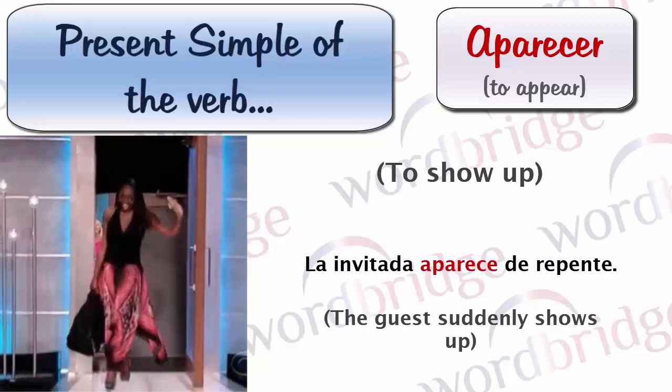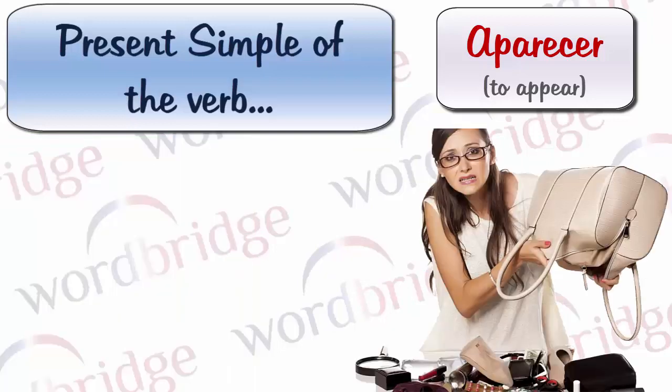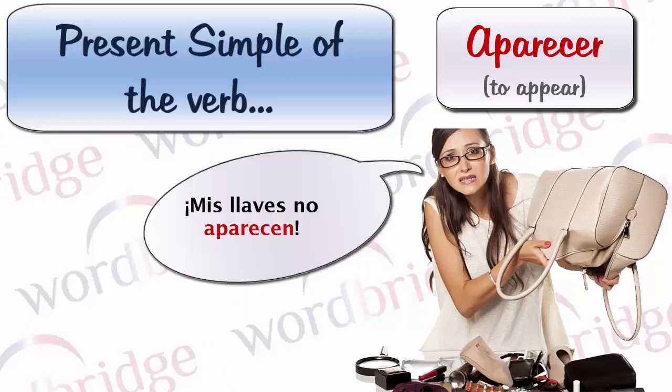This verb can also be used when somebody or something is lost. Mis llaves no aparecen. Literally, this means my keys don't turn up. But in English, we don't say that right. We say, I can't find my keys, or something similar.